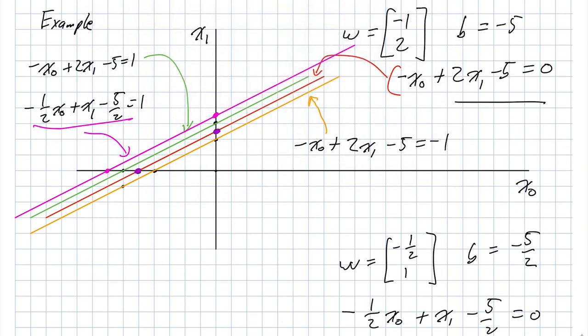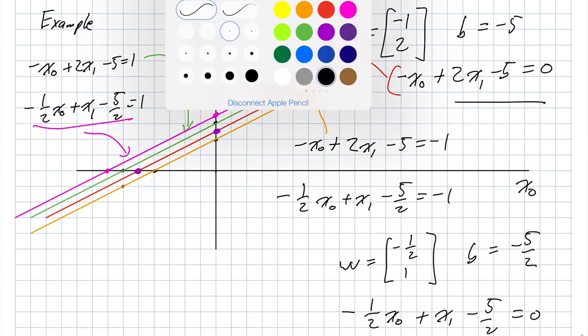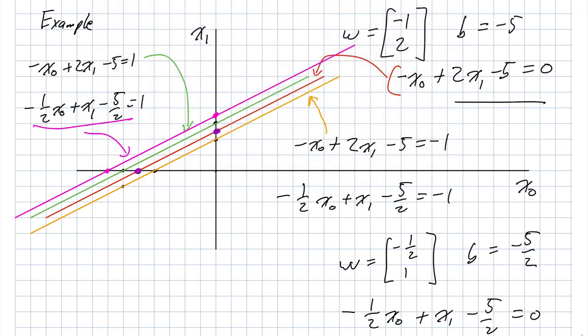And likewise, if we work through what happens on the negative side, -1/2 x0 plus x1 -5/2 is equal to -1. If one sets x0 to 0, then x1 comes in at this point right here, 1.5. And if we were to set x1 equal to 0, then we end up with an x0 that sits here at -3. So let's draw that one in.